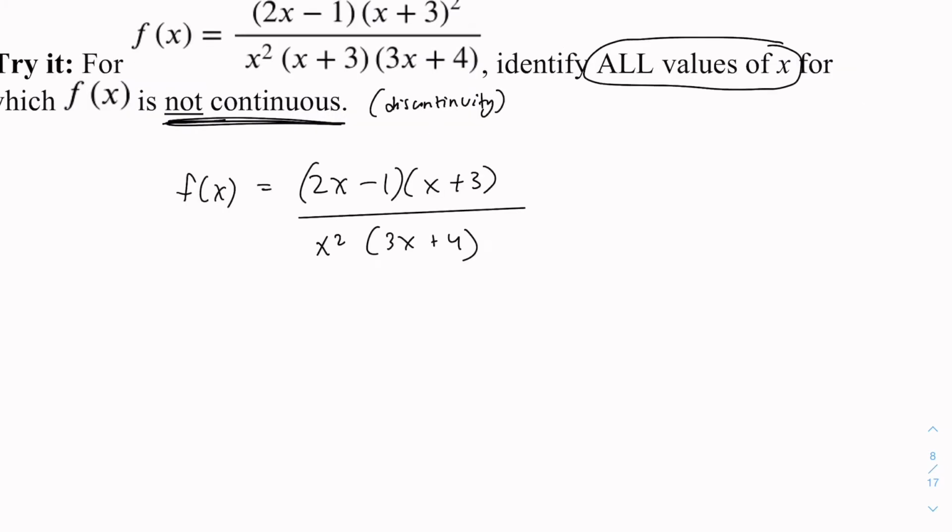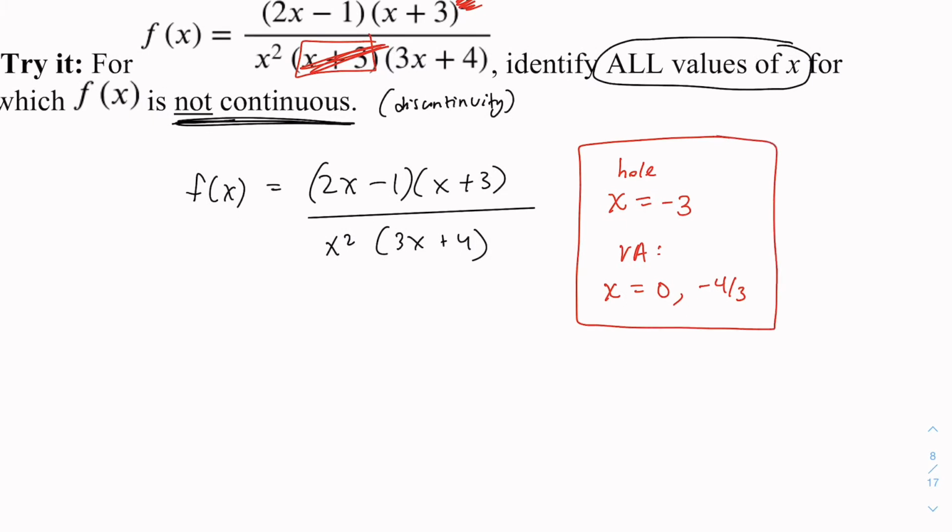So after canceling x plus 3, one of the x plus 3 is on top, with the x plus 3 on the denominator, I'm left with this reduced function, which tells me that I had a hole at x equals negative 3, right, the root of that expression. And that leaves me with two vertical asymptotes, one at x equals 0 and the other at negative 4/3. These are all my discontinuities. I have a removable, I have an infinite discontinuity.